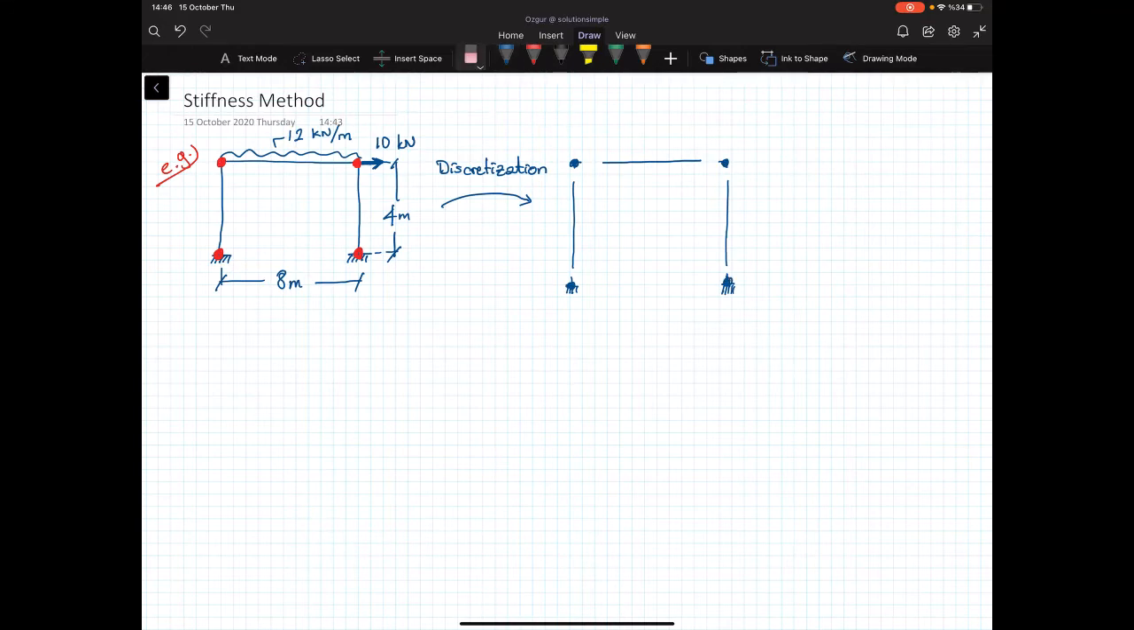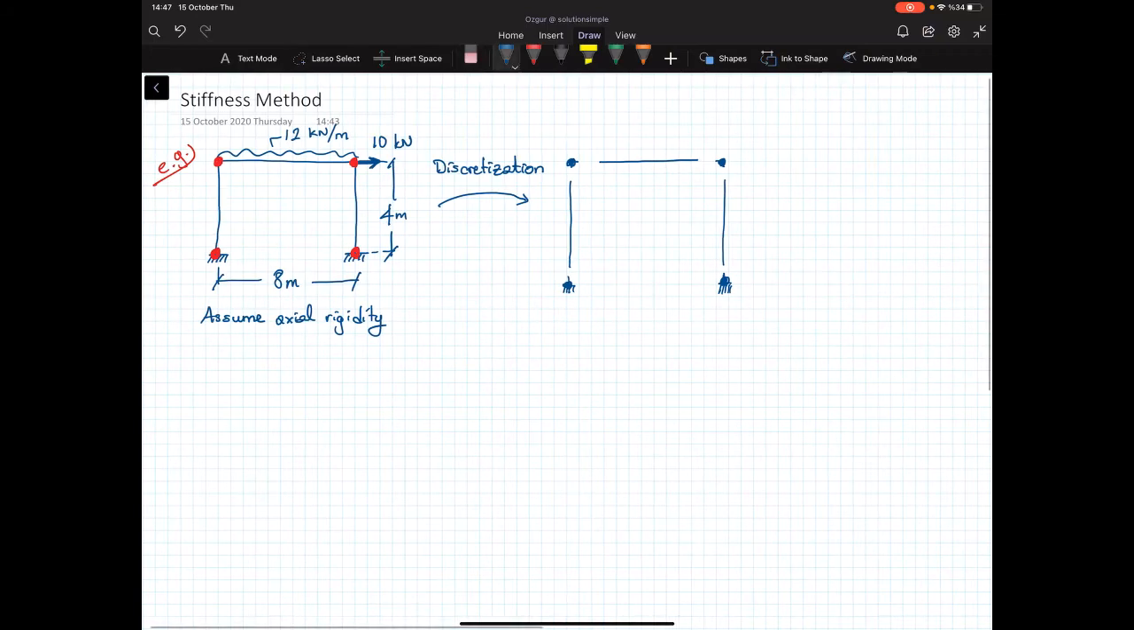Let me mention one thing. To simplify the solution, we will assume axial rigidity in the members, which means that we are ignoring the axial deformations. So in this structure, what I see is 4 nodes and 3 members. Now let's go node by node and determine the degrees of freedom at each node. So let me give some labels so that we can better communicate.